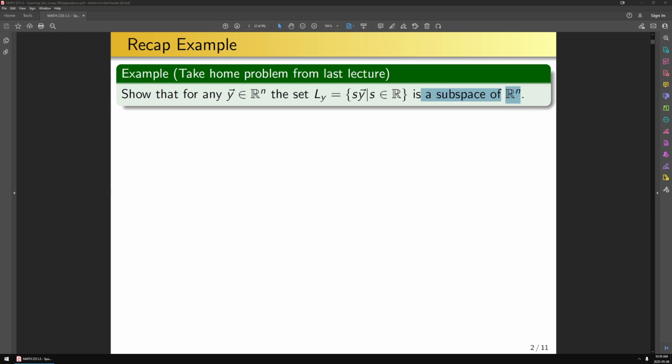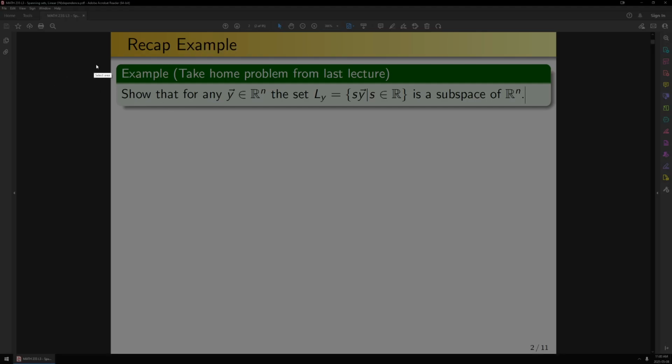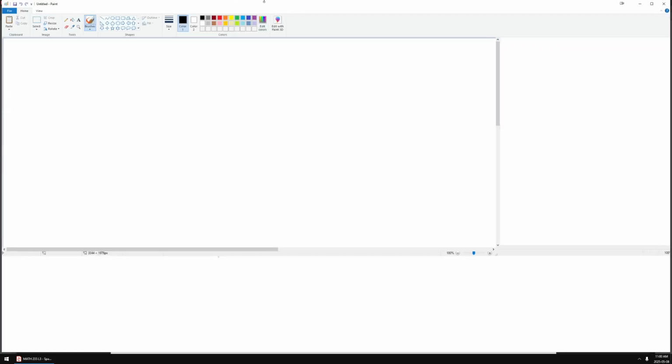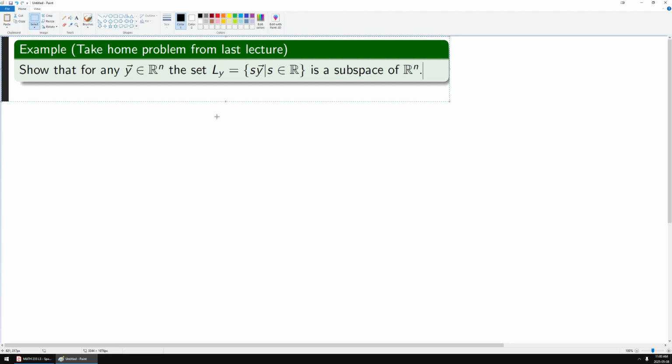In order to prove something like this, you have two options. One's not a very good option. You could just apply the definition of a vector space and show that Ly on its own is a vector space, and in particular, it's a vector space that lives inside of Rn, thereby it's a subspace of Rn. Now you should never do this. It's technically what you need to do by the definition, but we do have the awesome theorem that is the subspace test.